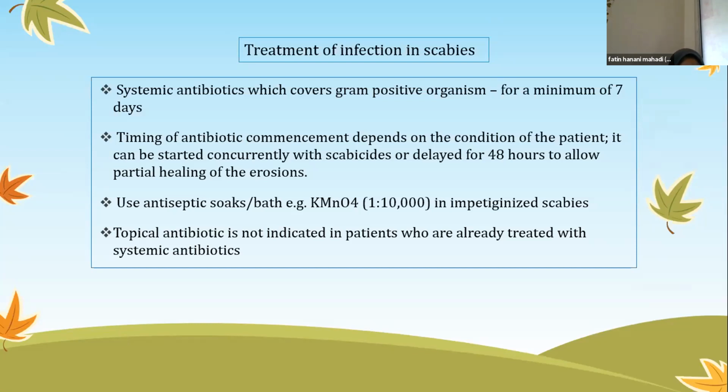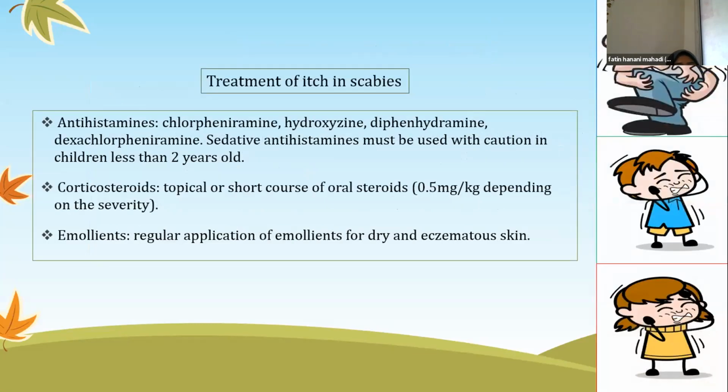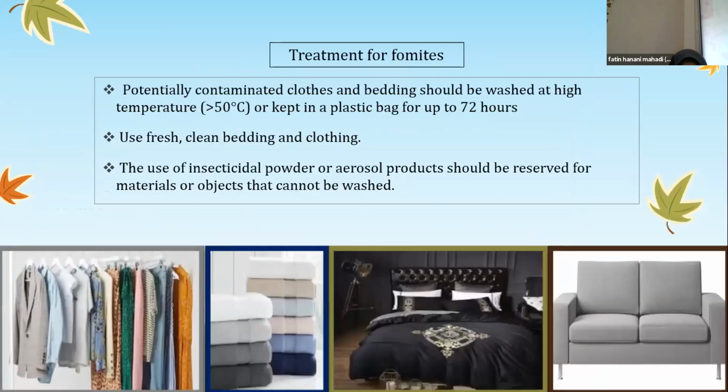erosion. Next would be the treatment of itch in scabies, where we can give an antihistamine like diphenhydramine, a corticosteroid, and also an emollient. The non-pharmacological part would be the treatment of fomites, where potentially contaminated clothes and bedding should be washed at high temperature, more than 50 degrees Celsius, or kept in a plastic bag for up to 72 hours.